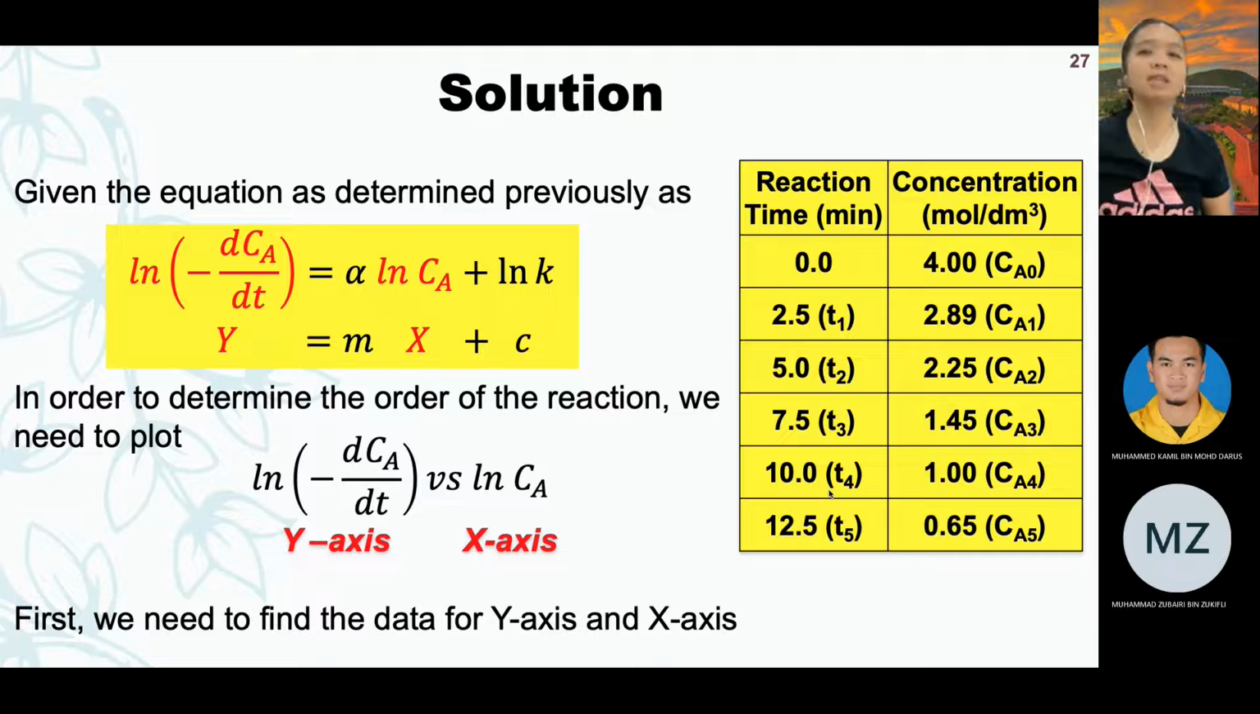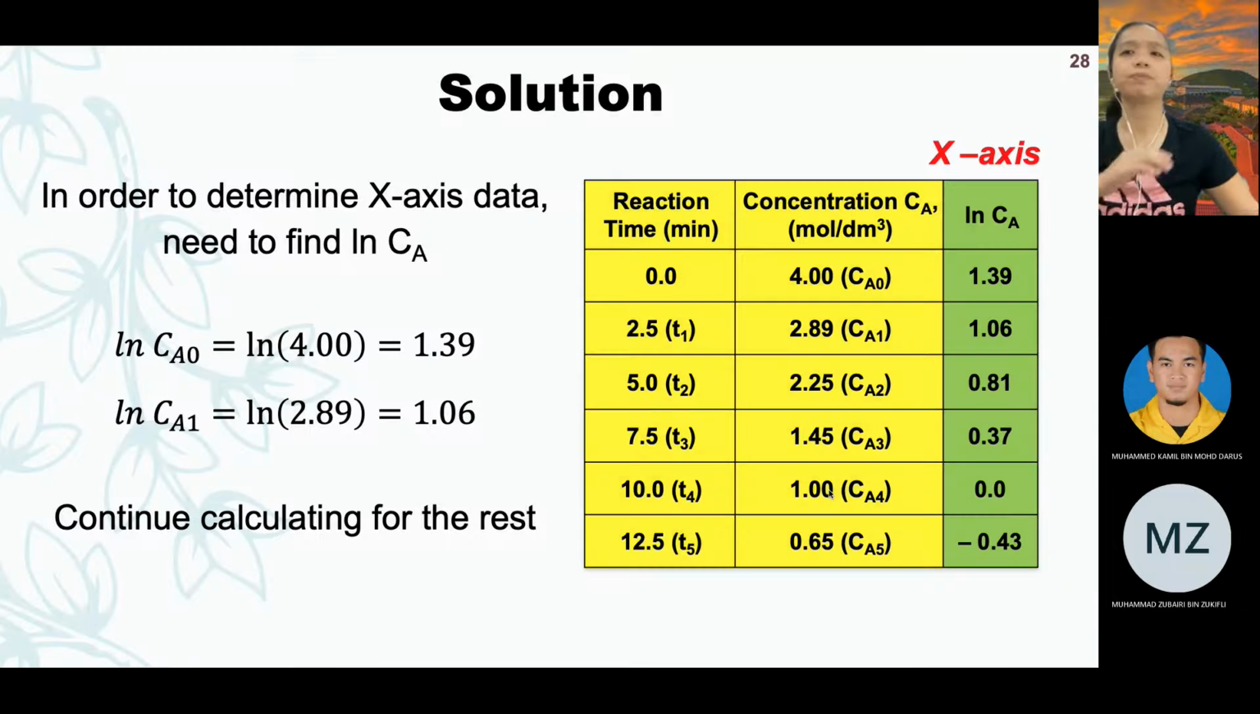So kalau differential method, kamu tahu data paksi Y mesti ln minus dCA per dt, data paksi X mesti ln CA. Selagi you don't have these two data, you can never plot the point sebab point dalam graph memerlukan kedua-dua paksi ni punya data. Tak ada data ni ataupun data salah, definitely method pun salah, jawapan pun salah. Okay, so kita start first dengan x-axis sebab data x-axis ni senang.